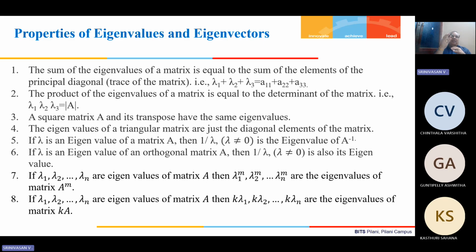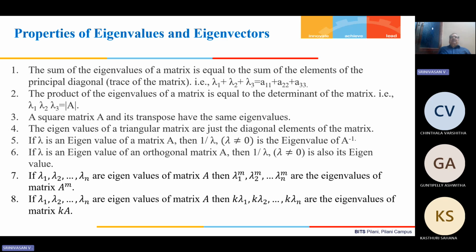So the previous one, lambda 1 plus lambda 2 plus lambda 3: suppose the matrix given is of order 3 by 3. Then there are three eigenvalues whose sum is the trace of A, that is the principal diagonal element sum, A11 plus A22 plus A33. The product of eigenvalues, lambda 1 into lambda 2 into lambda 3, equals determinant A.